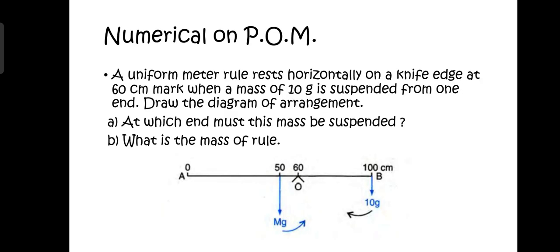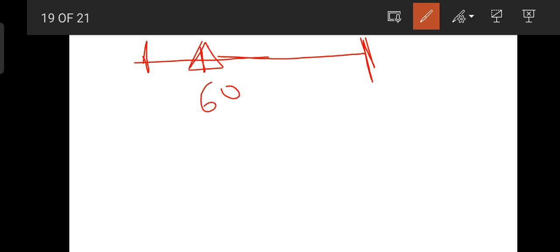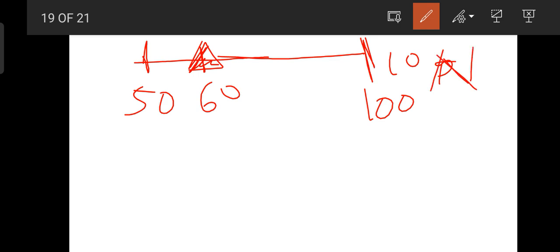See, this is the arrangement: 60, 50, and here is 100. 60 is the pivoted point, then 50 and 100. Here is a 10 gram mass. Okay, means 10 Newton, or you can say 10 gram. So how much gram will be needed here? You have to calculate that.